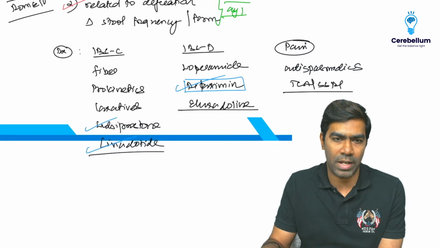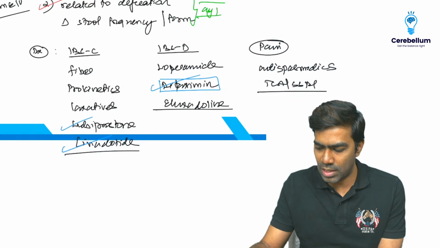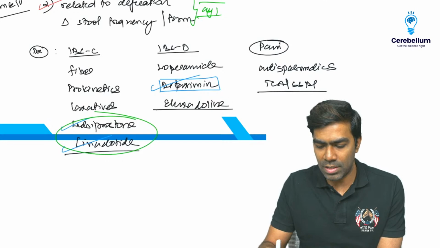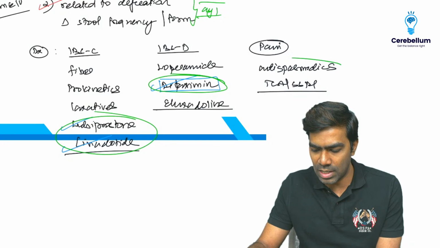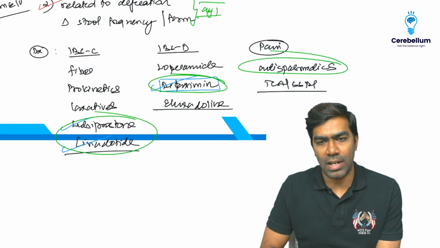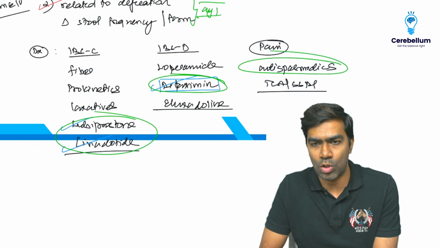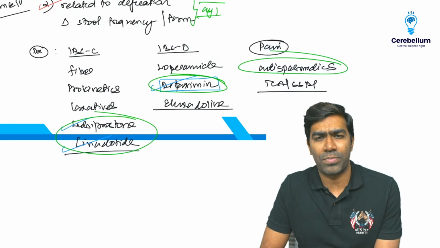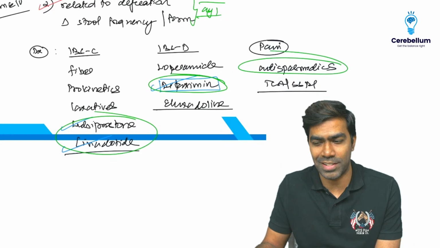So for IBS-C, I told you what the options are. In the exam, they will usually target lubiprostone and linaclotide. In IBS-D, the usual target will be the rifaximin component. In IBS with pain, the usual target will be your antispasmodics, dicyclomine, then hyoscine, like you use Buscopan, very commonly in your practice. Or you can use mebeverine. That is what we use commonly. I get only the brand names commonly, like Colospa Retard, but the active drug in that is mebeverine.